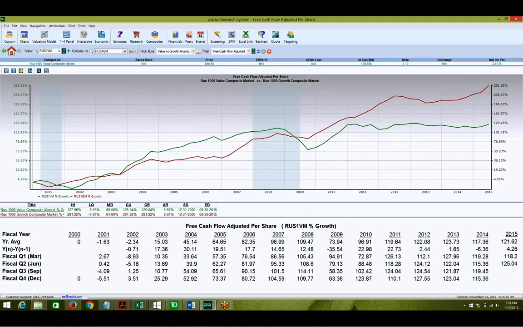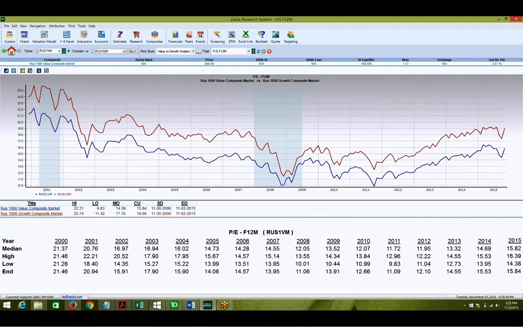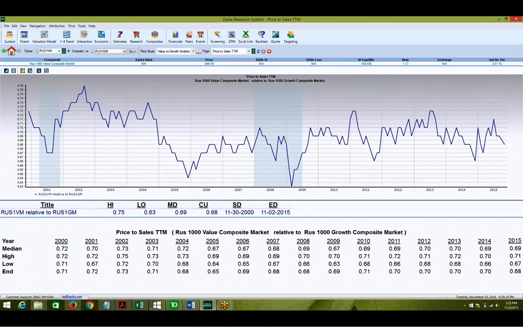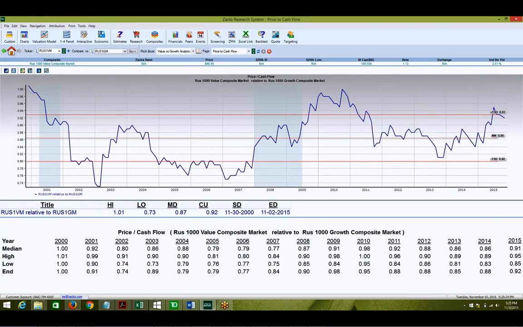and quality analysis on the composite and compare it to any other benchmark, such as another composite, as we're seeing here right now. In this demonstration, we will utilize these unique features of Zacks to evaluate the two major styles of global equities, growth versus value, and what we can expect over the next 12 to 18 months for these two distinct groups. Let's begin our analysis by invoking the two composites that track the Russell 1000 Value and Russell 1000 Growth, tickers RUS1VM for value and RUS1GM for growth.